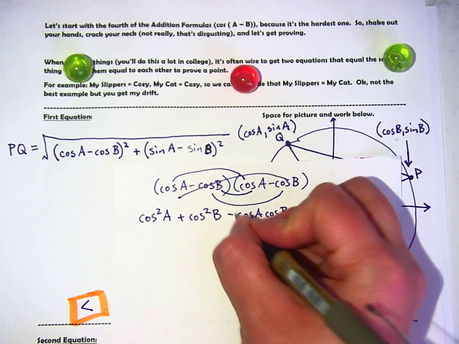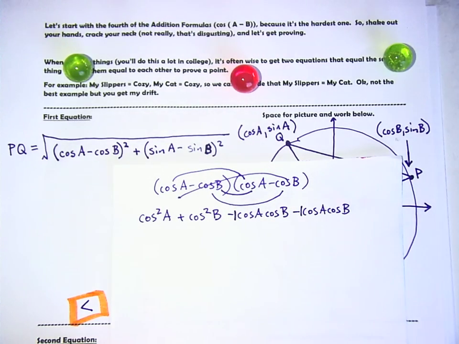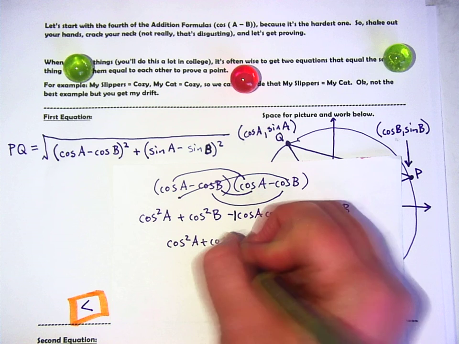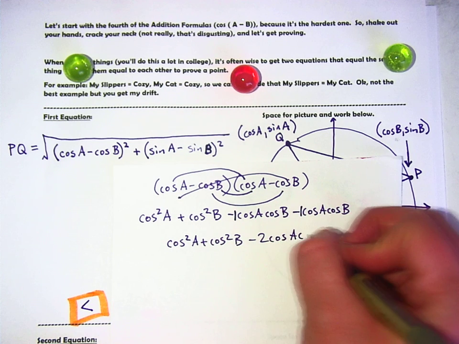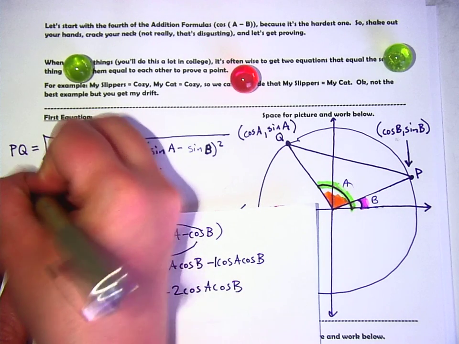So if I have -1 cosine A cosine B and a -1 cosine A cosine B there, if I put them together, I have what? -2. All right, so I'm going to write cosine squared A plus cosine squared B minus 2 cosine A cosine B. And I'm going to rewrite that right here with this.